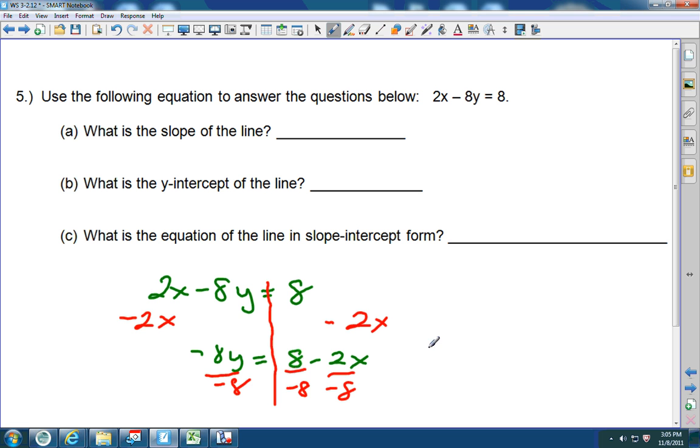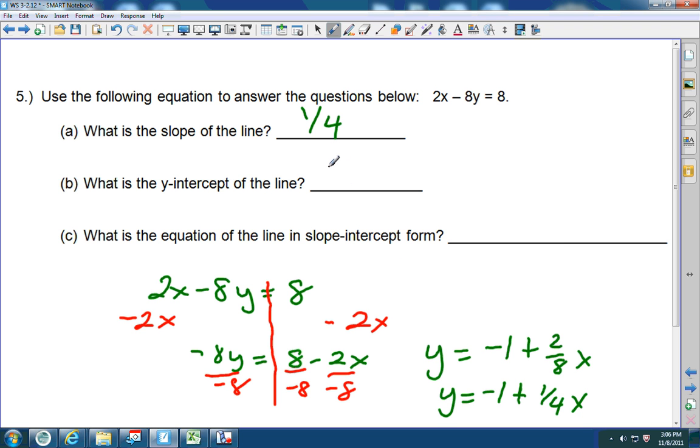And I get y equals negative 1, because a positive divided by negative is negative. And then this negative divided by negative is a positive 2 over 8x. But that reduces to 1/4 x. So my slope is going to be 1/4. My y-intercept is 0, negative 1. And my equation, whoops, not negative right here, is y equals 1/4 x minus 1.